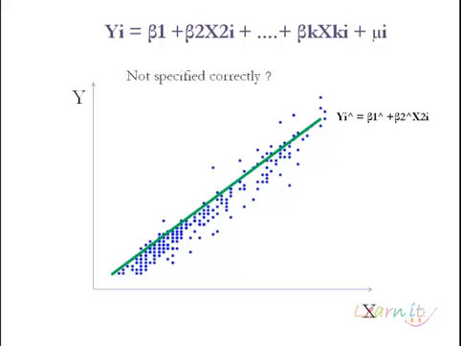And what if your model is not specified correctly? Okay, then your estimation results will not be proper. They will not be of the form which you want. There could be the problem of multicollinearity. That is, the independent variables themselves are related with each other.